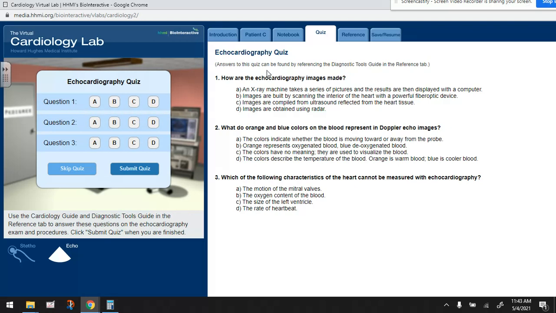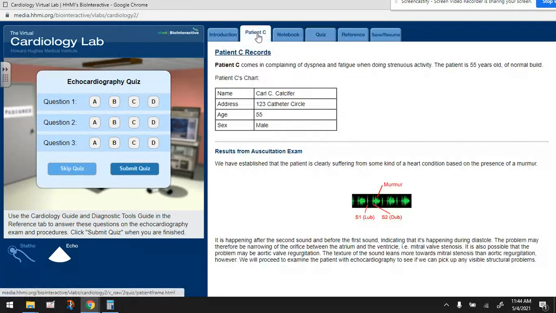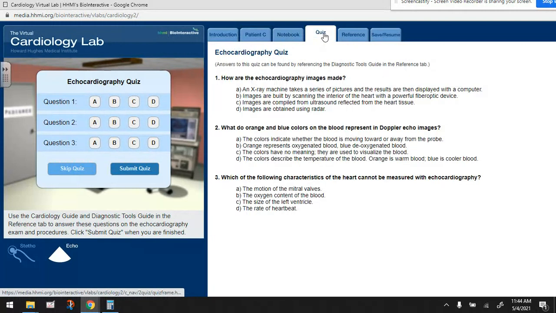All right, so a couple reminders. You're going to go through this whole thing because you have several patients that you have to see. So we just saw patient number 1, or actually this is patient C, but I think you have a total of 3 patients that you're going to be working with. You'll go through the various quizzes.